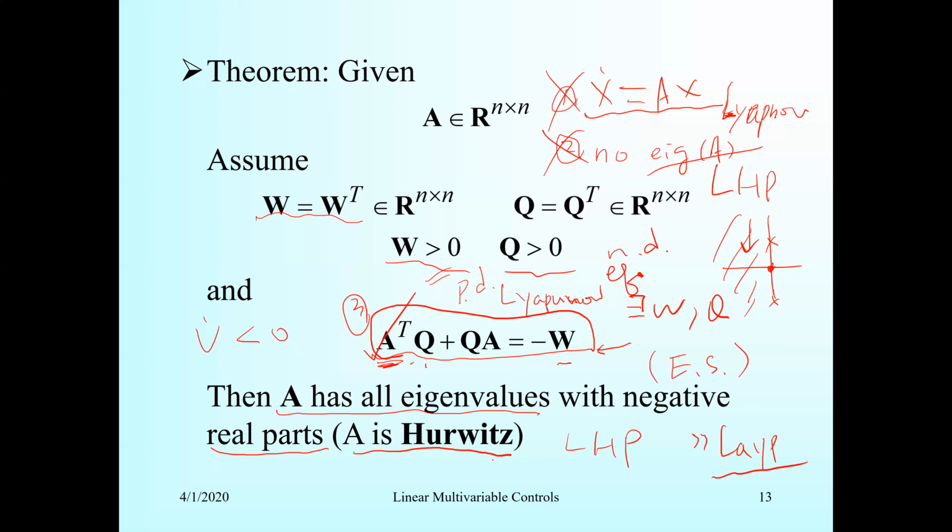Now, isn't this beautiful? We step back. In the end, we just need to solve an algebraic matrix equation: giving A, giving W, solve for Q. Sometimes you have the freedom to choose the W. So it's a very simple procedure, and then you can check whether the original LTI system is stable or not. This is beautiful.